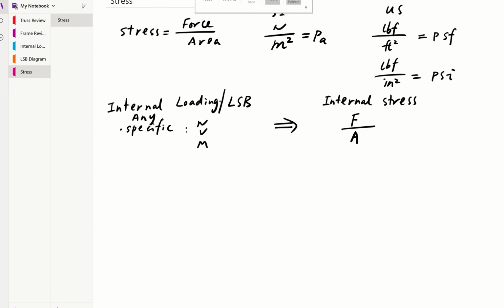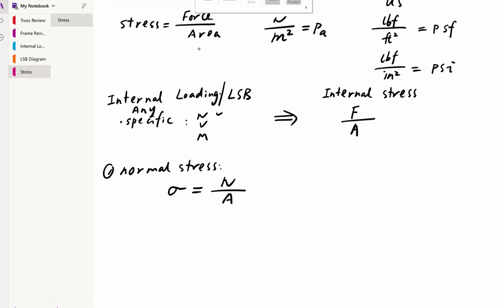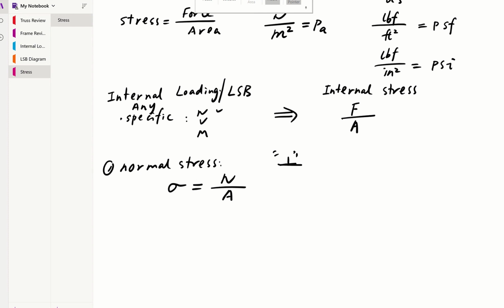So let's take a look. For example, the first thing is going to be our normal stress. Normal stress has the symbol sigma, and that is going to be the internal loading you find from here, divided by area. And be aware, normal force is the force that's perpendicular to the cross-section area.